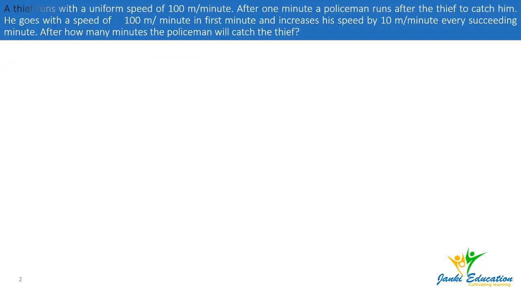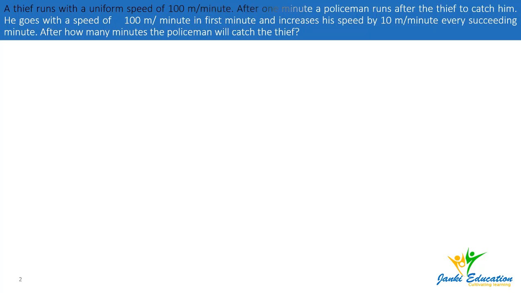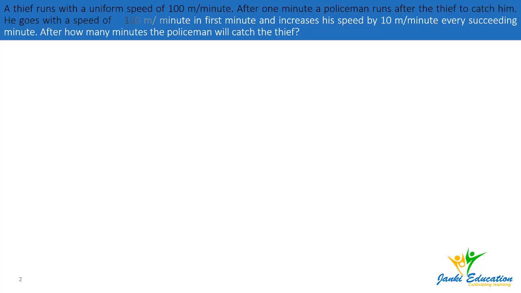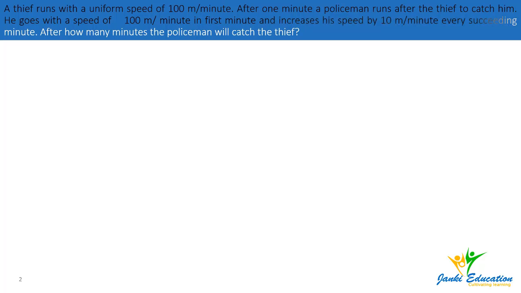A thief runs with a uniform speed of 100 meters per minute. After 1 minute, a policeman runs after the thief to catch him. He goes with a speed of 100 meters per minute in the first minute and increases his speed by 10 meters per minute every succeeding minute. After how many minutes will the policeman catch the thief?